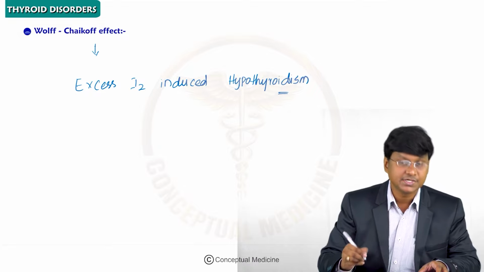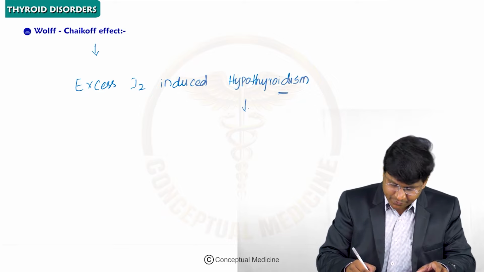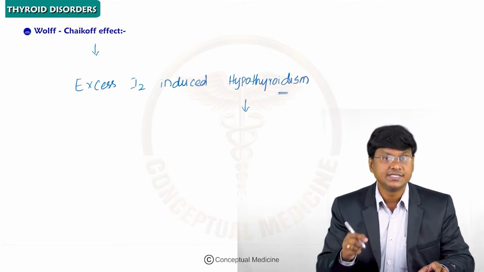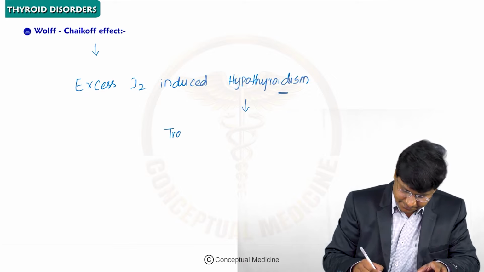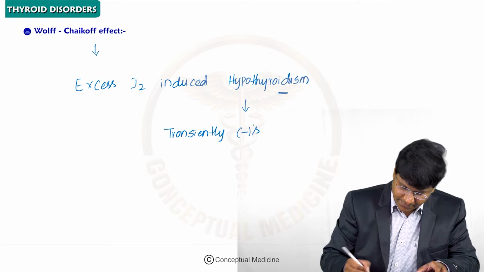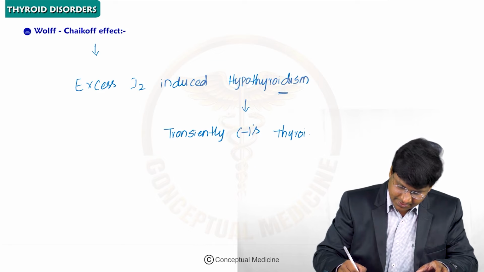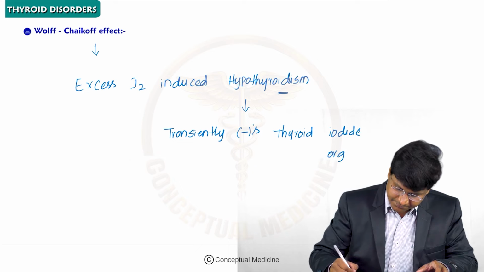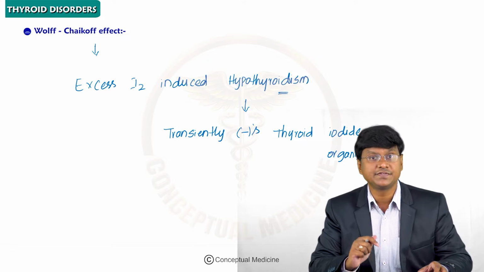Right? Excess iodine-induced hypothyroidism. That is the Wolff-Chaikoff effect. So, why is there hypothyroidism here? That is because this excess iodine intake transiently inhibits thyroid iodide organification. Okay, so that is the Wolff-Chaikoff effect.